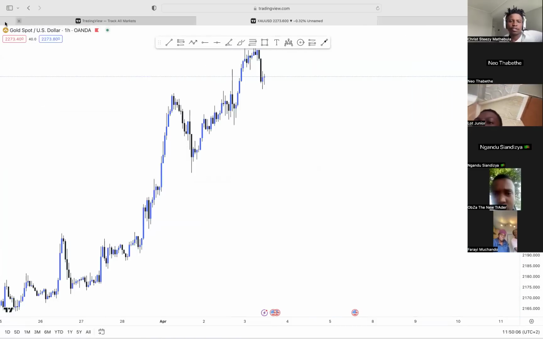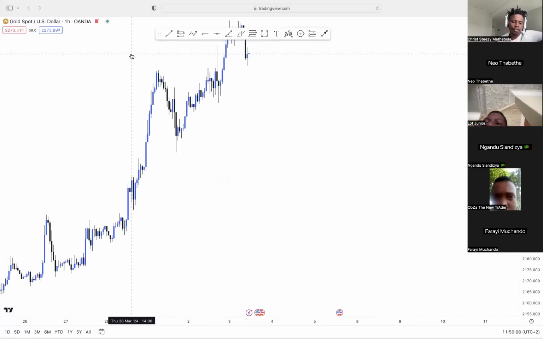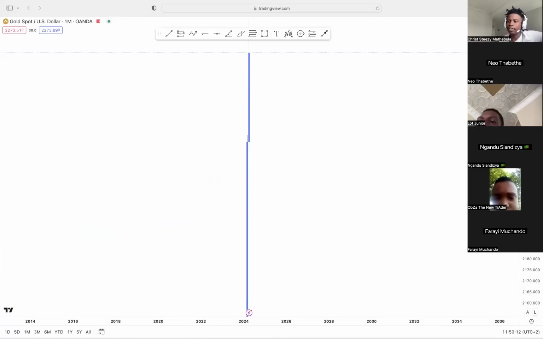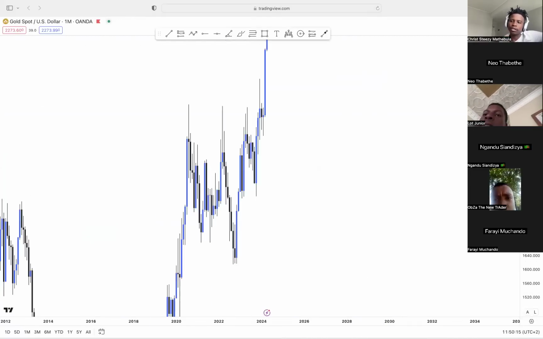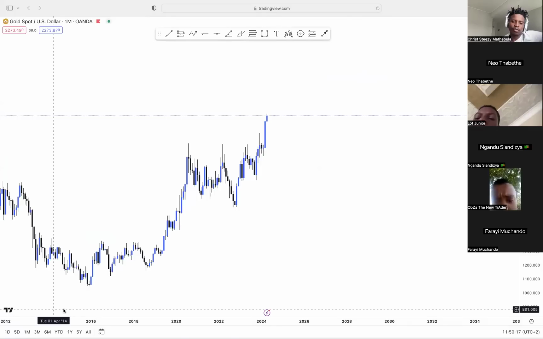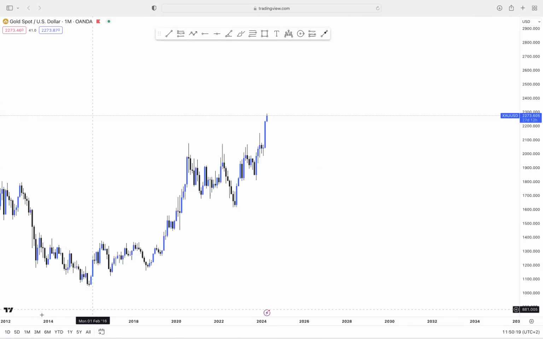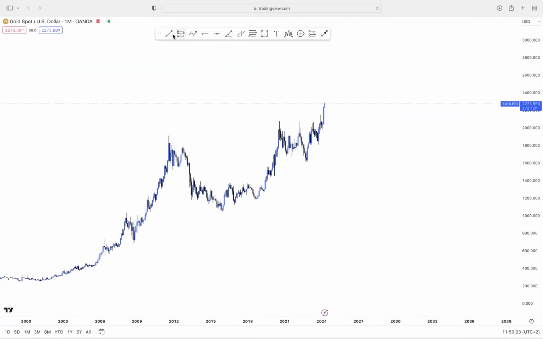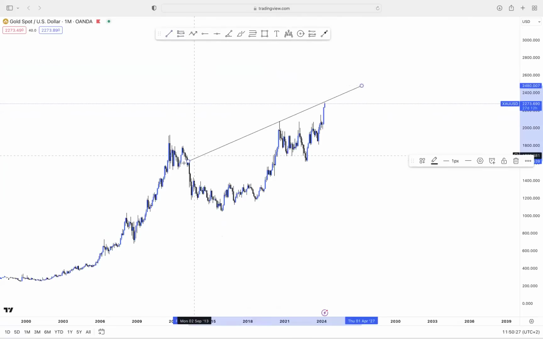Let me remove this and that. One thing I realized is I went to the monthly time frame. When you analyze, you can even go to the monthly time frame as well. It's possible. So I went to the monthly time frame and checked what the monthly tells me. I just decided to draw a trend there.